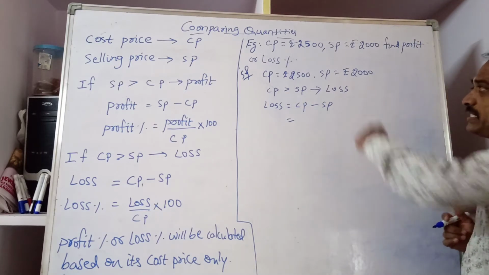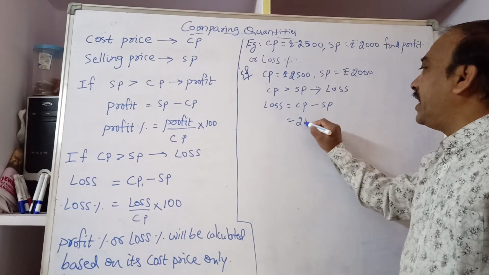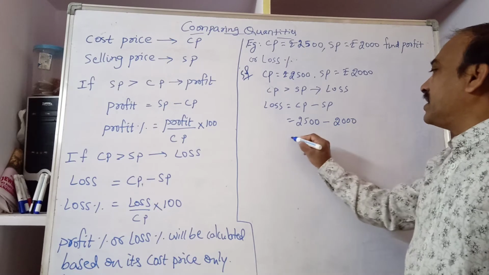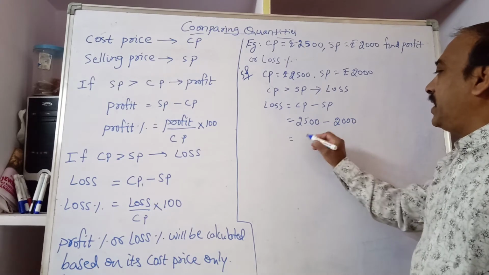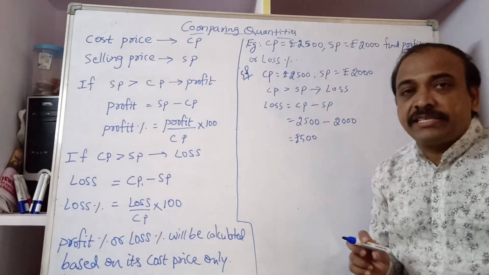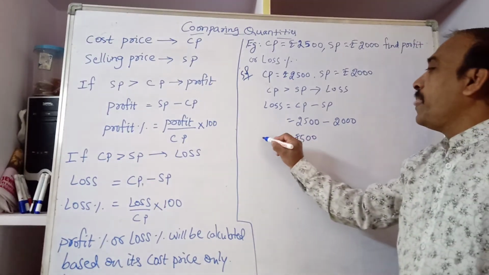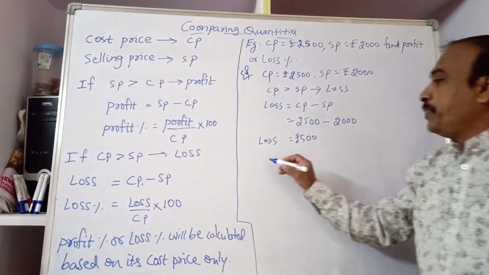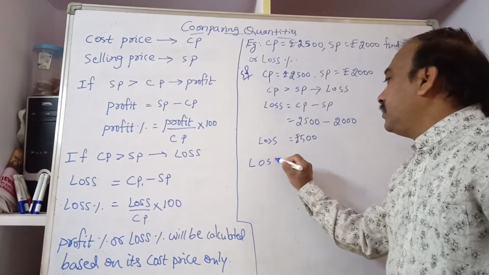What is the cost price here? 2500 minus 2000. How much is he getting as loss? 2500 minus 2000. When you subtract, 500 rupees is the loss. So how much did he lose? Rupees 500. Now, loss percent.